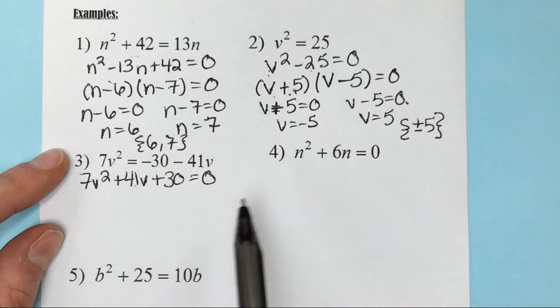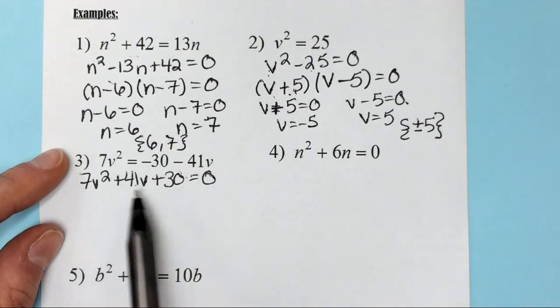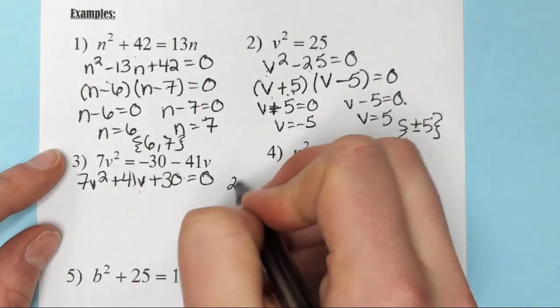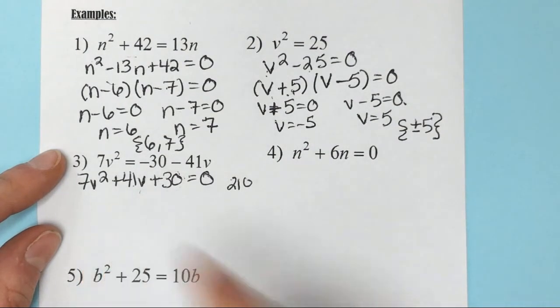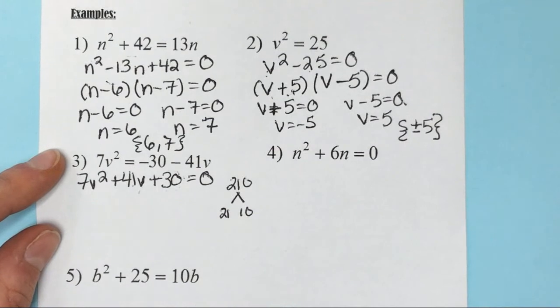In order to do that, I need factors of 30 times 7 that add up to be 41. So first, that gives me 30 times 7, which is 210. So I want factors of 210 that add up to be 41. So factors of 210. Well, this ends in a 0, so I know 10 is a factor. That gives me 21 and 10. Not quite the ones I was looking for. They don't add up to be 41.